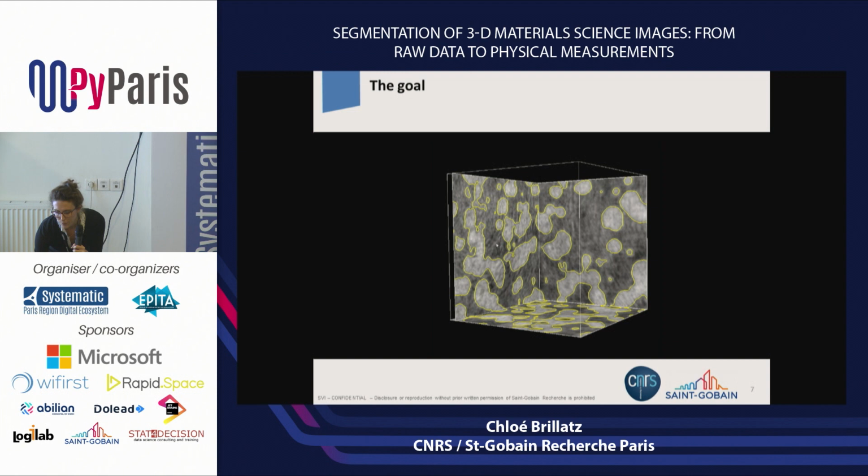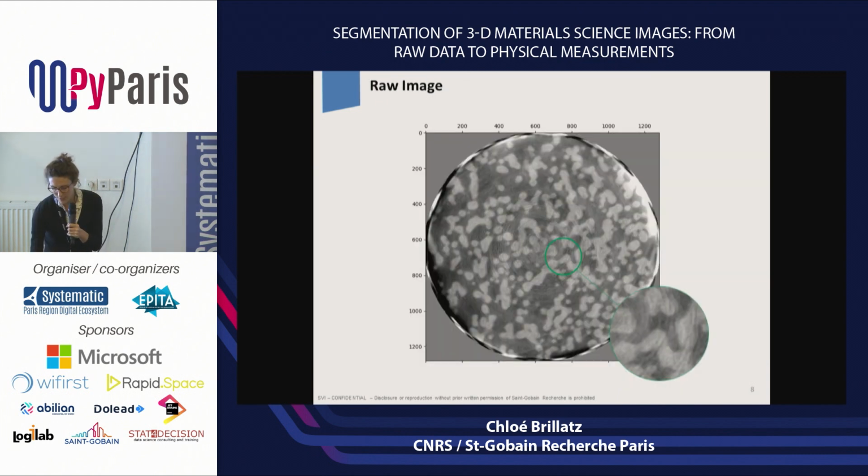So here the computer is able to identify the white phase with the yellow contouring that you can see here. So this is the segmentation. How did we do that? So we started from the raw image that you can see here. So there was some remaining noise. So first we wanted to try to decrease this remaining noise.